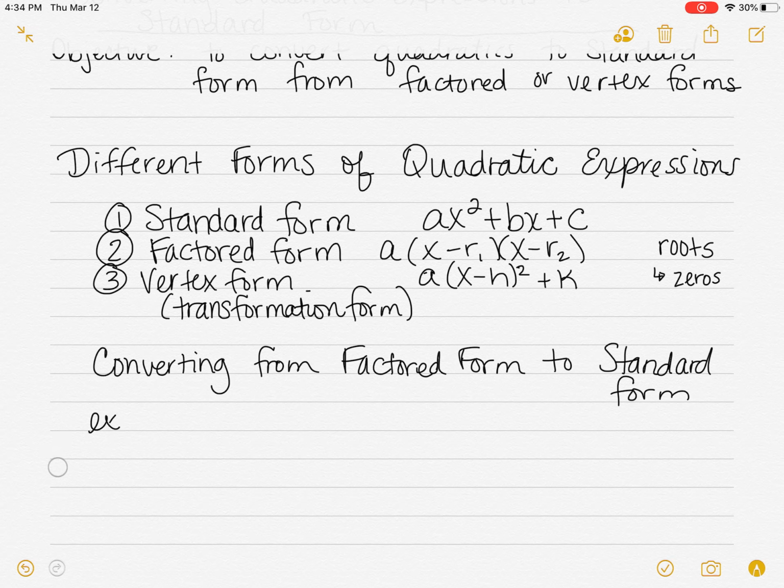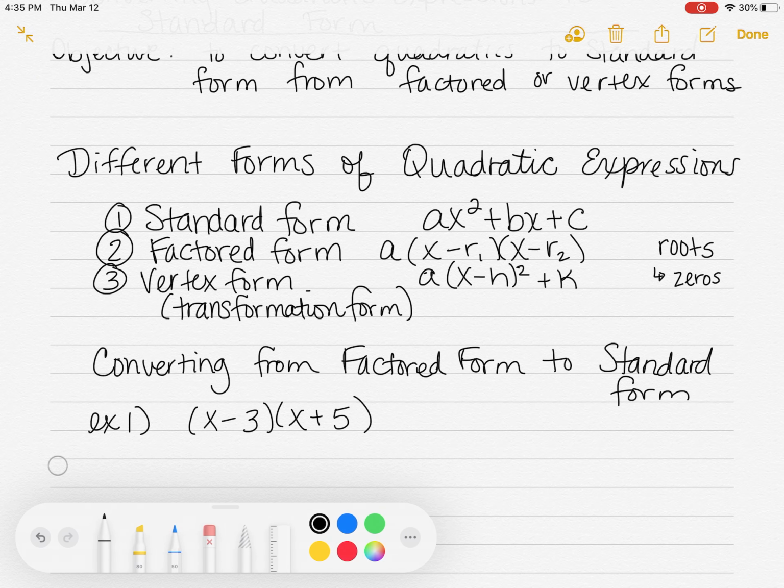Let's look at our first example. Let's do x minus 3 times x plus 5. This is basically multiplying polynomials. You know how to do that. I'm going to use the FOIL or distributive method.